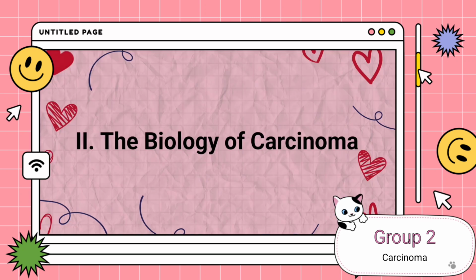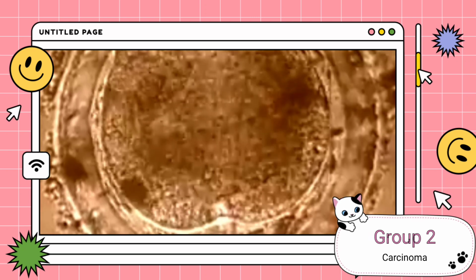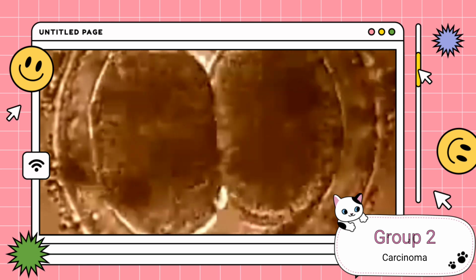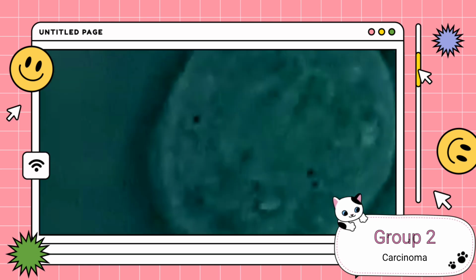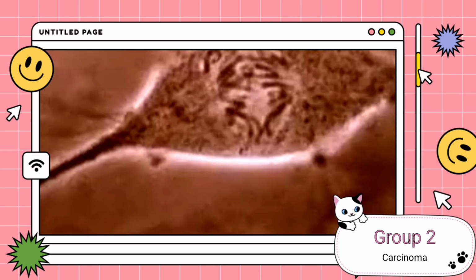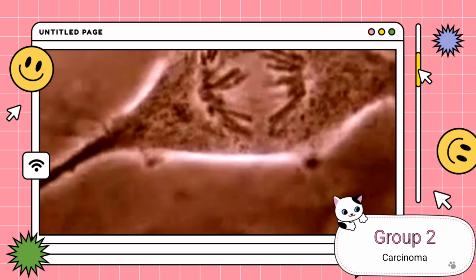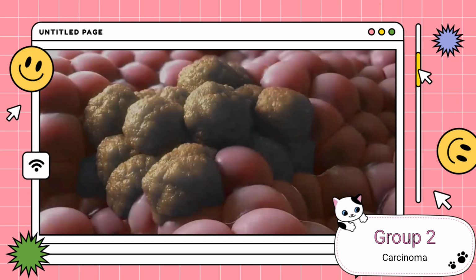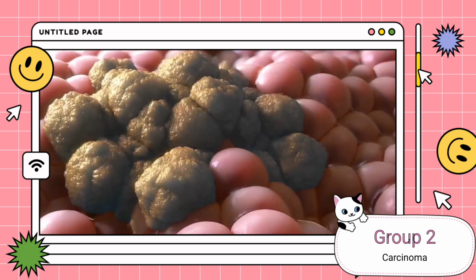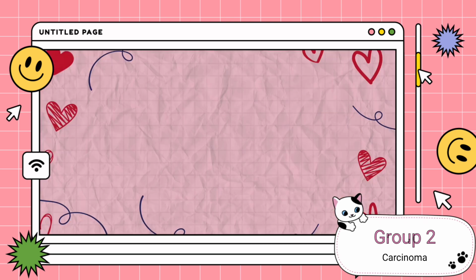Part 2. The biology of carcinoma. Cell division and growth regulation. Normal cells undergo a controlled process of growth and division, regulated by genes that control cell division, repair, and death. In carcinoma, these genes become mutated, leading to uncontrolled cell growth.